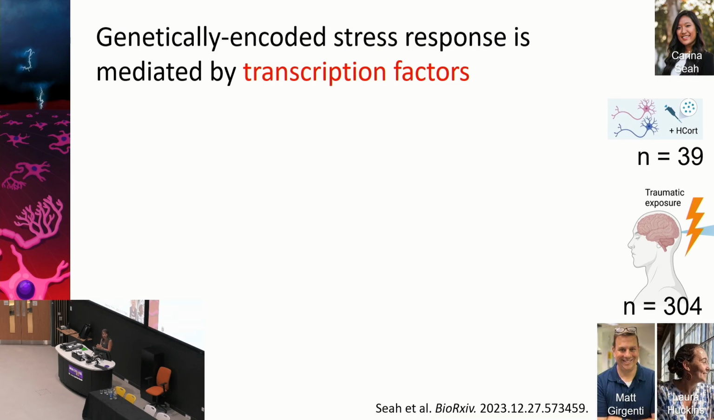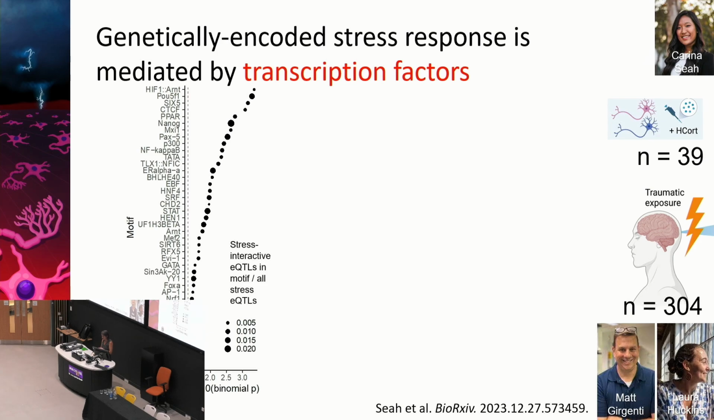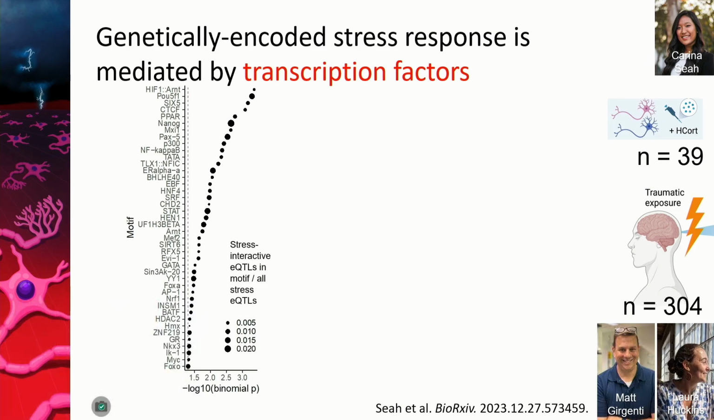And so Karina went in and asked, could she find variants that showed differential regulatory activity in those brains that had more trauma exposure? And then to validate it, because there was no second cohort, she actually went back to our stem cell models. And here by now we had glutamatergic and GABAergic neurons from those 39 donors with and without cortisol. And so by intersecting this data, Karina was able to show that trauma and stress interactive variants were enriched for transcription factor binding sites.